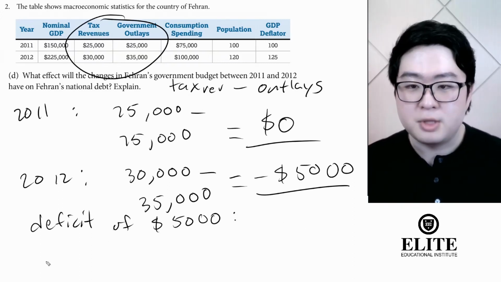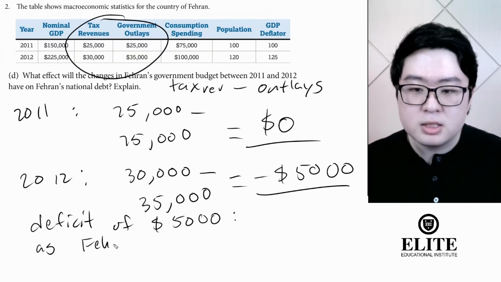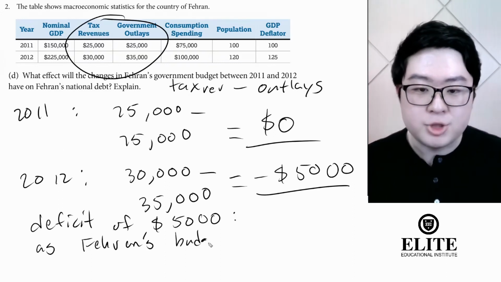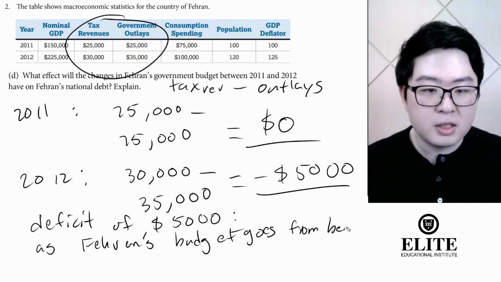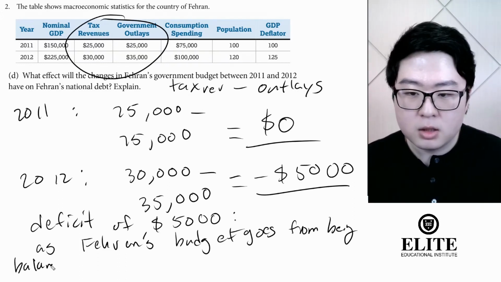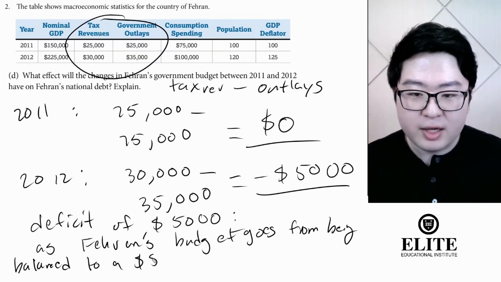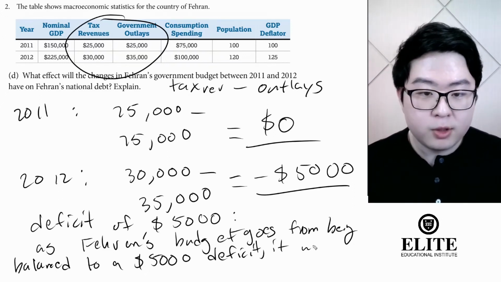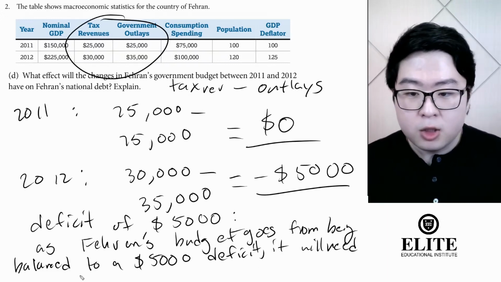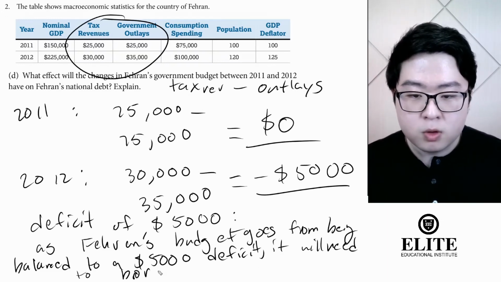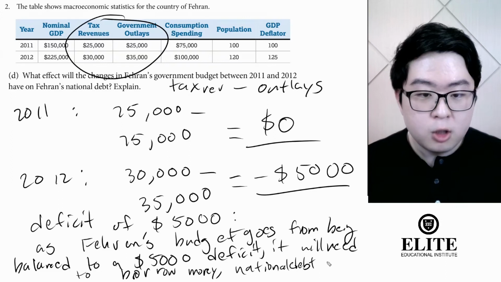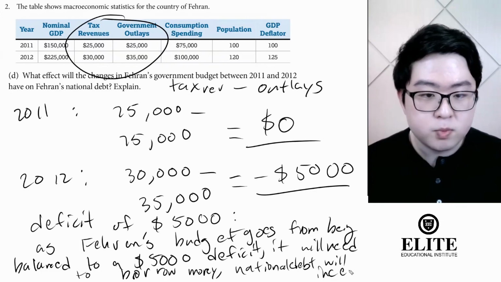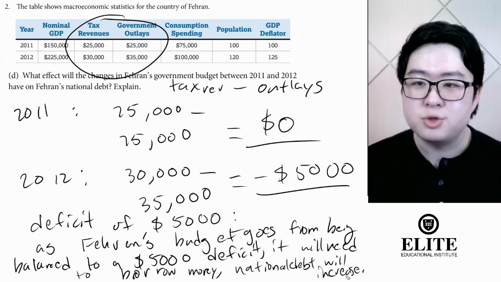So our answer here is going to be, as Iran's budget goes from being balanced to a $5,000 deficit, it will need to borrow money, and the national debt will increase. And that's going to be our solution to part D.